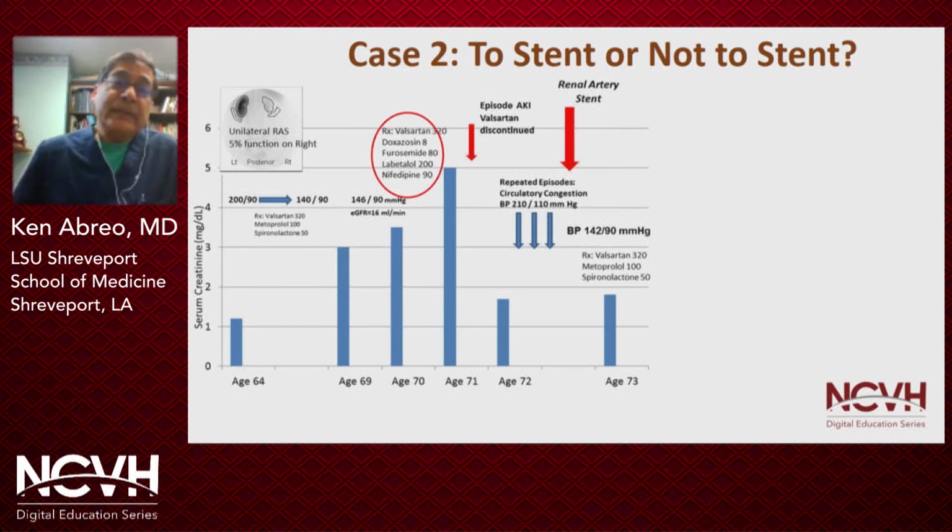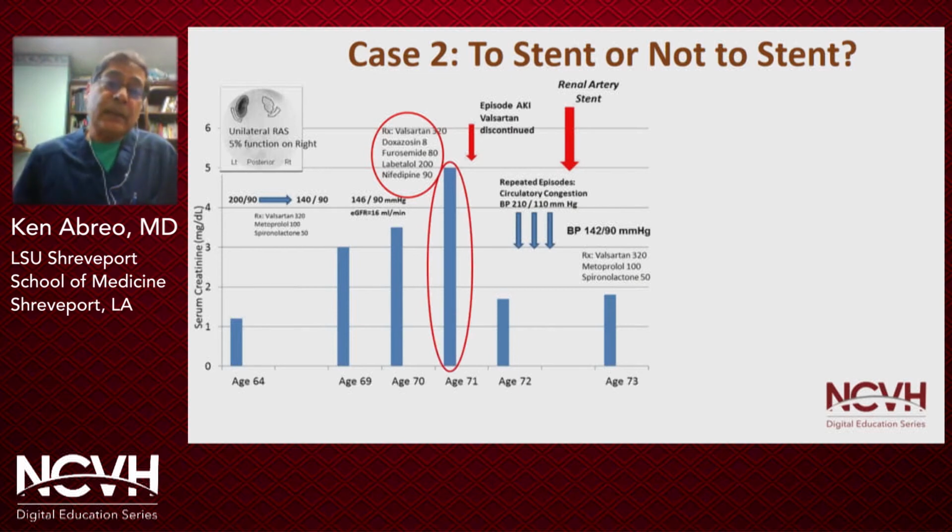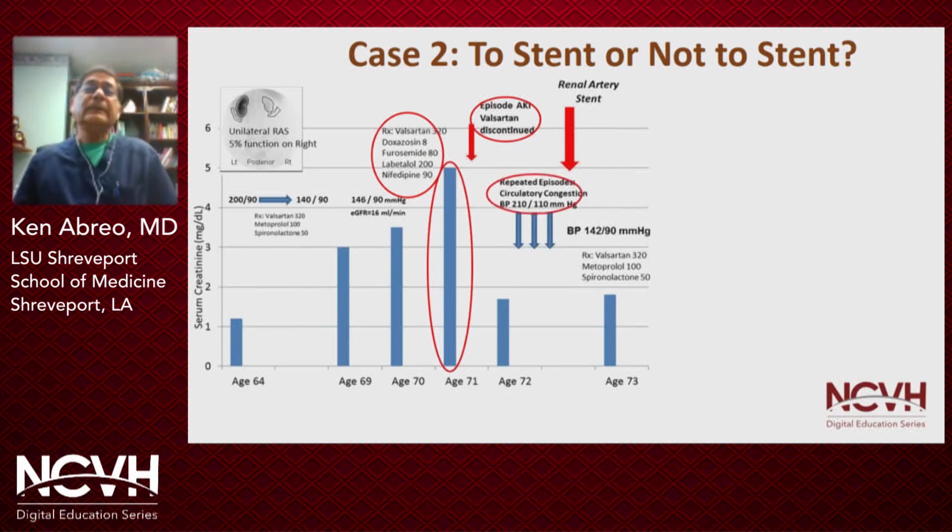The first point in this case is that the patient is on 5 blood pressure medicines to control the blood pressure. The second is the blue bar represents the serum creatinine. And you will notice in the past 3 years, there's a steady increase in the serum creatinine. The third point is there was an episode of acute kidney injury, and they had to stop giving the valsartan, which is an angiotensin receptor blocker. Then the fourth point is patient had repeated episodes of flash pulmonary edema.